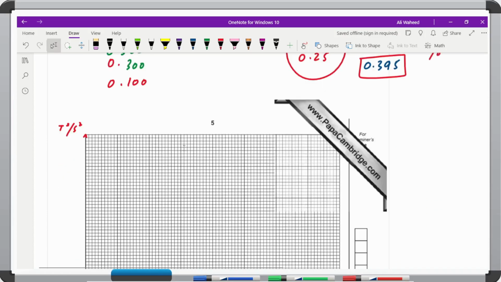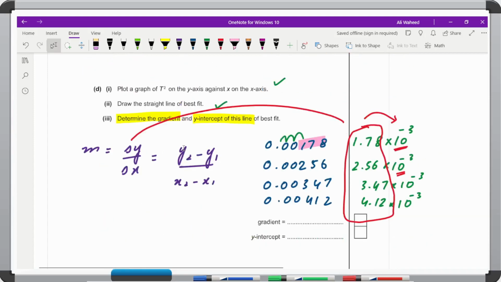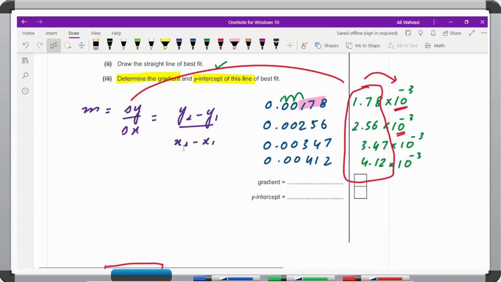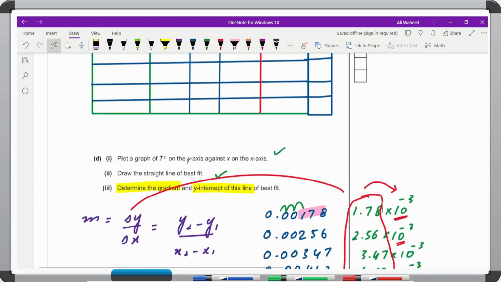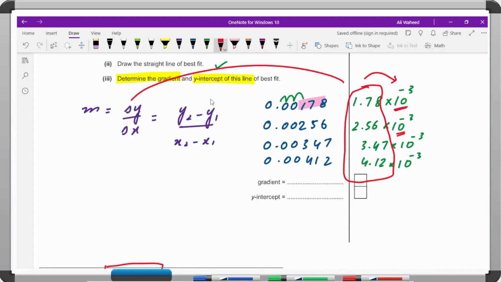So now, once you have found the gradient, let's say we have found the gradient as well. What do we do after that? We have to find the y-intercept. The y-intercept is a point where the line touches the y-axis, provided the x-axis starts from 0. If the x-axis is not starting from 0, you have to find the y-intercept through this method, y equals mx plus c.